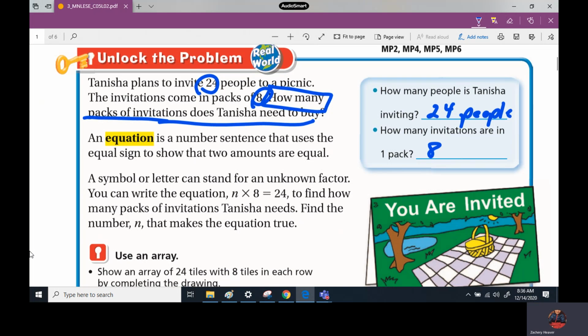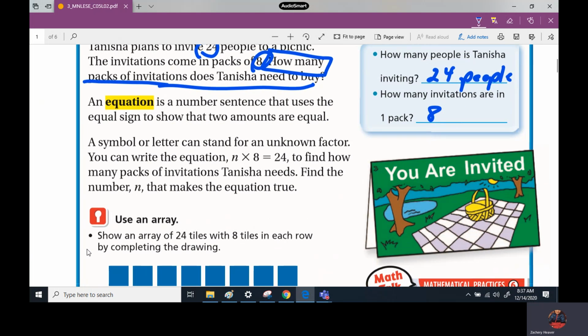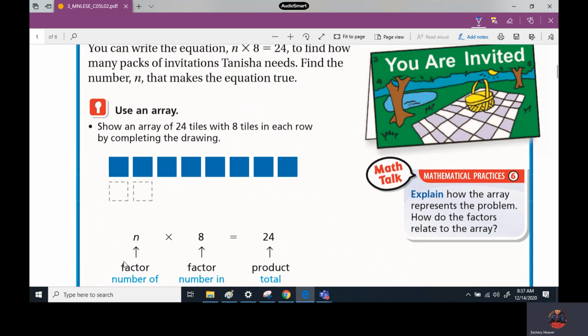So, an equation is a number sentence that uses the equal sign to show two equal amounts. Equation is a sentence that uses an equal sign. We will have to remember that. Equation, equal. A symbol or letter can stand for the unknown factor. You can write the equation n times 8 equals 24 to find out how many packs of invitations Tanisha needs. Find the number n that makes the sentence true.